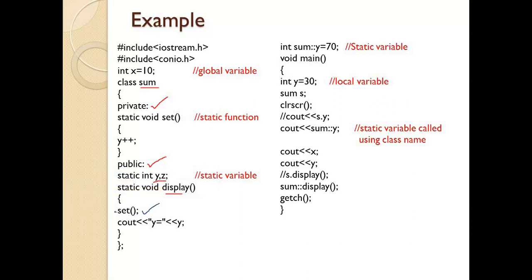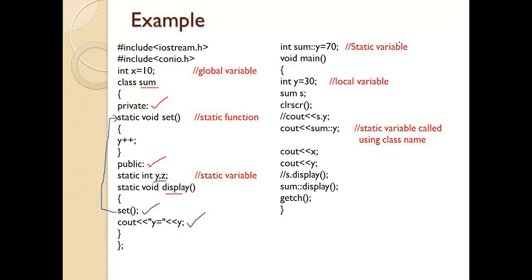So what is this set member function? It is a static member function. One of the properties is, see, this display member function is also static. A static member function can have access to another static member of a particular class. That is why inside this I can call the set member function. And then in my display I'm just displaying the value of y. So this is my class declaration part.